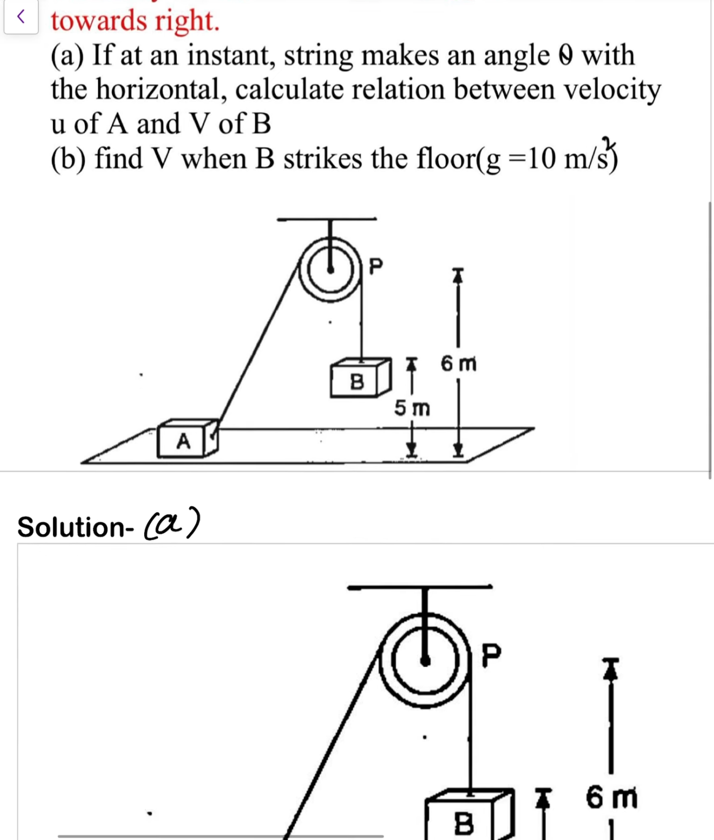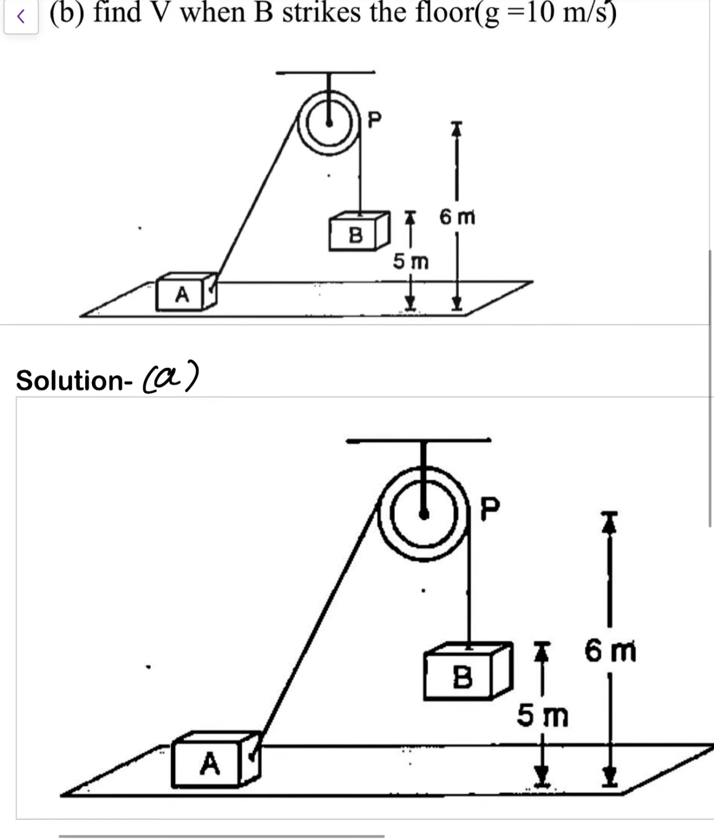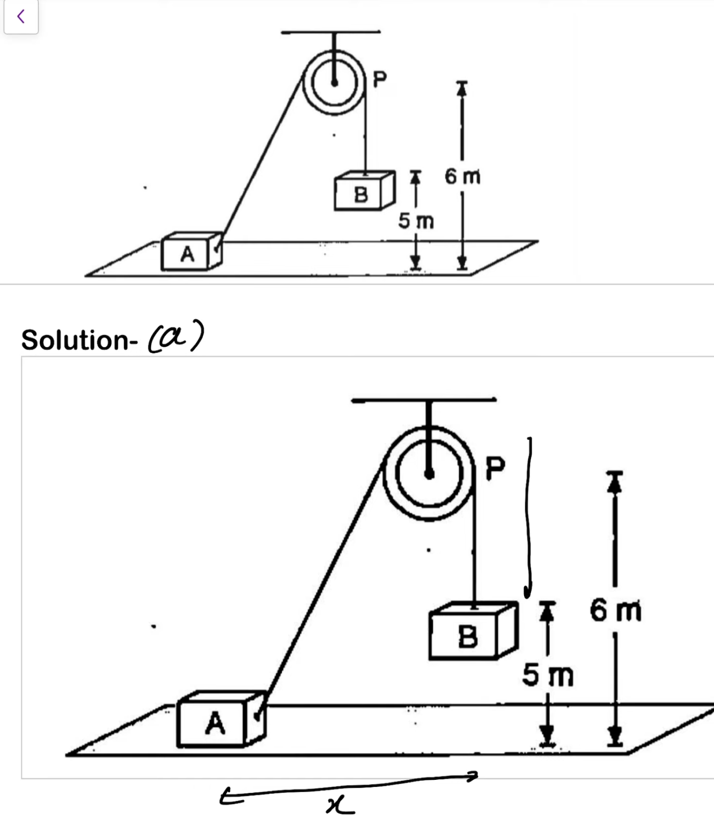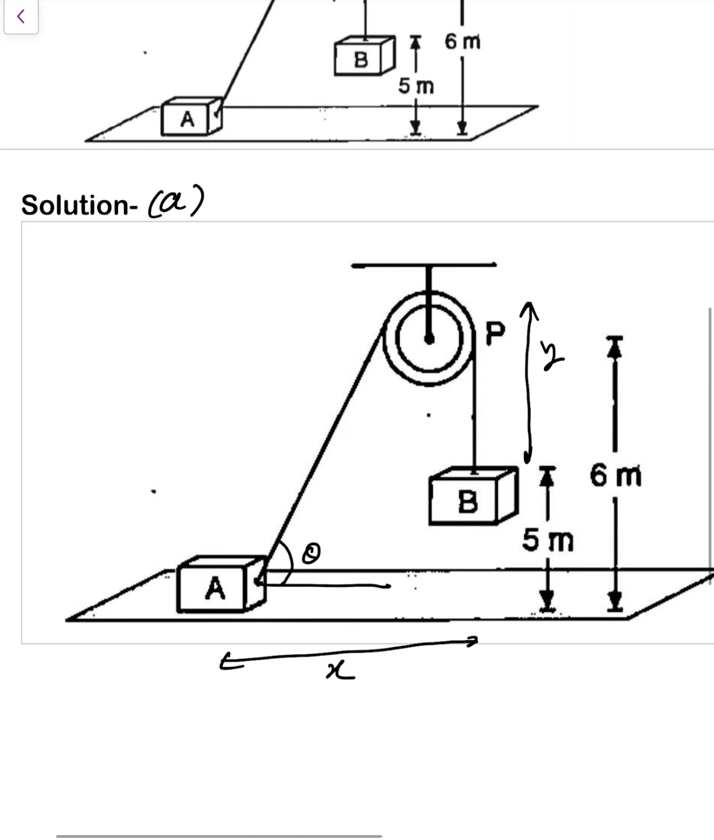I know that at any instant we have considered this distance from here to here as x, and this distance as y. And this angle is given in the question as theta. Clear? So first of all, y plus AP is equal to 16.